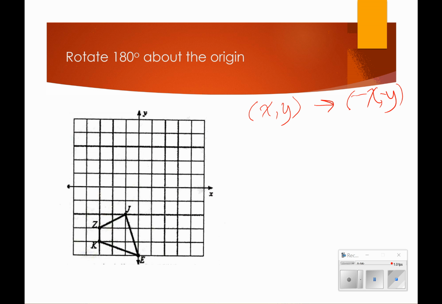All right, so here are my points. I've got J is (-1, -2), so then J prime is just going to be (1, 2). Okay, E is (0, 5). E prime is going to be (0, -5).